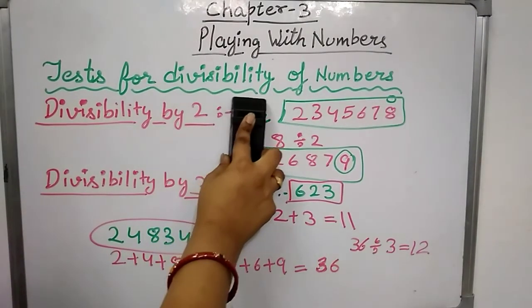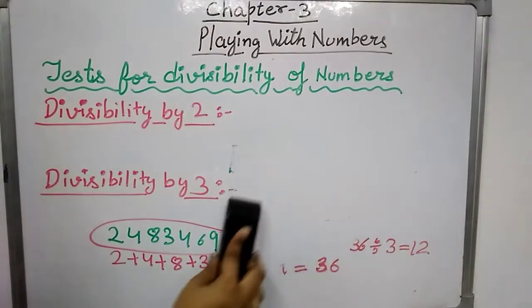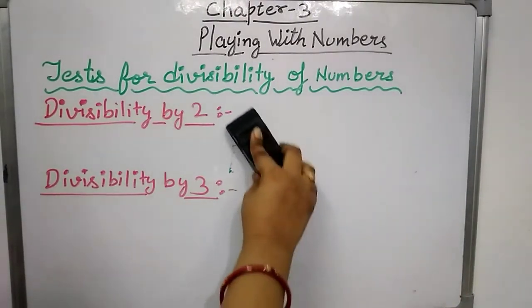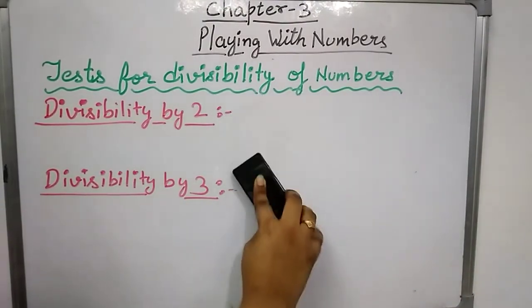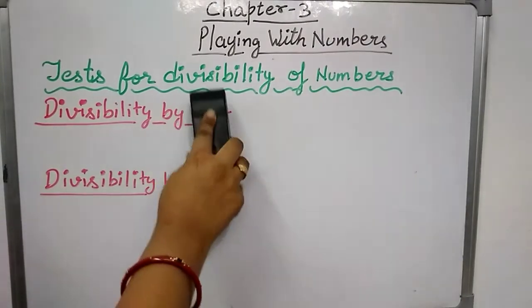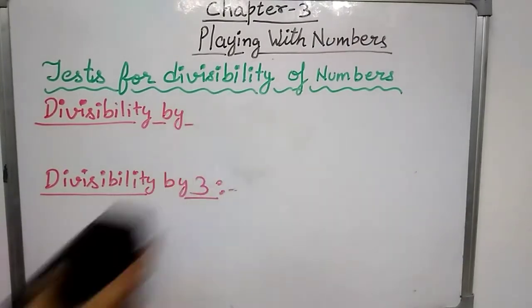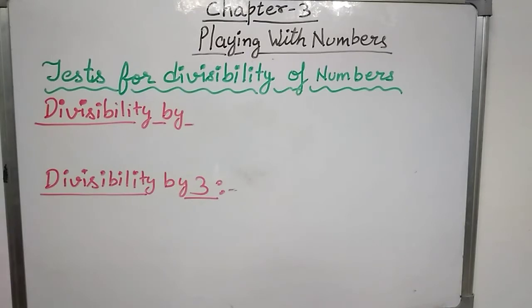So that means this number is divisible by 3. Next is divisibility by 4. We do not have any test for divisibility by number 1 because all the numbers can be divided by number 1.